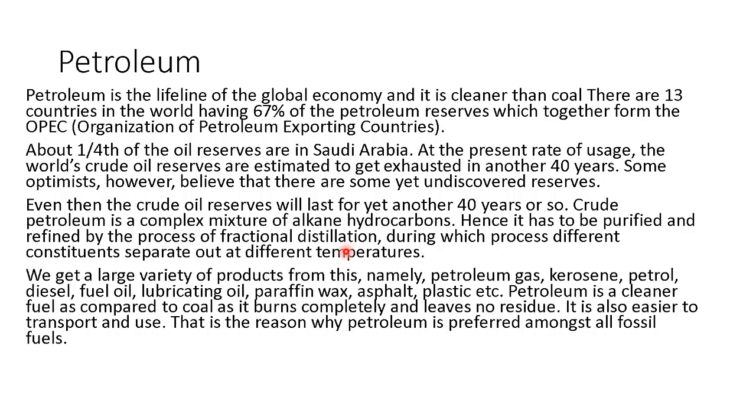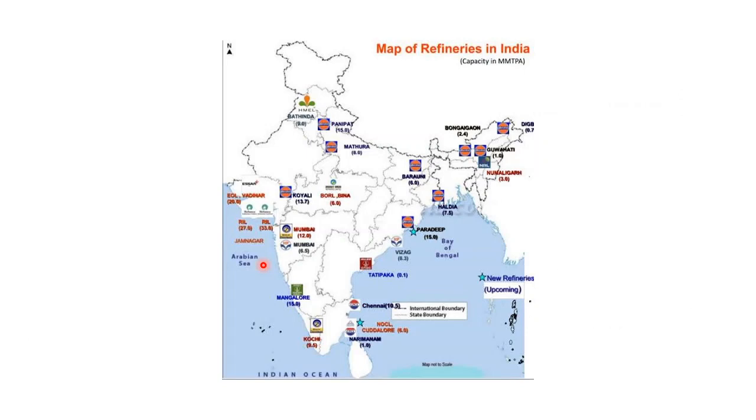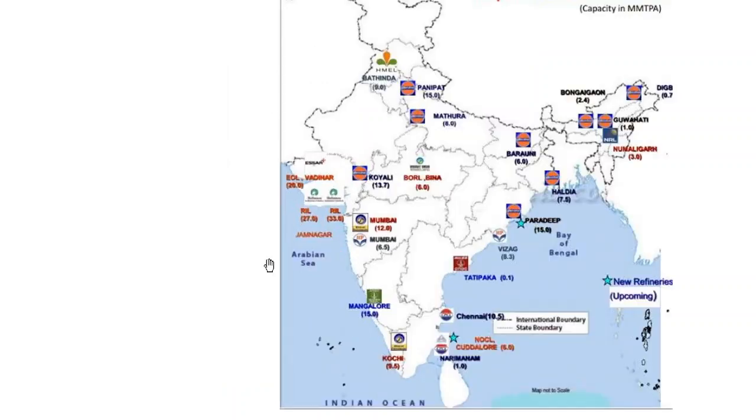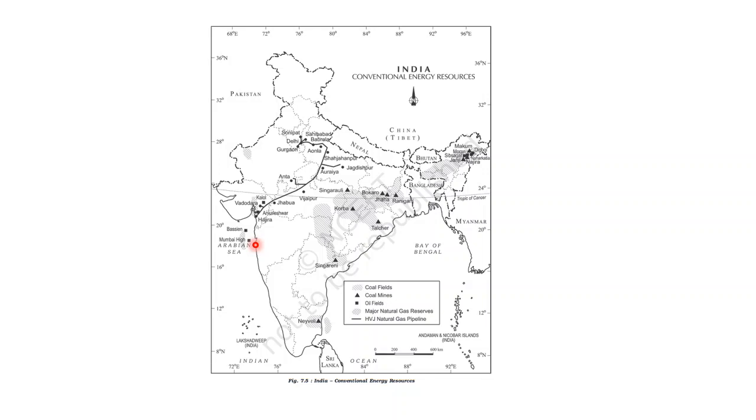Crude petroleum is a complex mixture of alkane hydrocarbons. Hence, it can be purified and refined by the process of fractional distillation, during which different constituents separate out at different temperatures. So, in the map of India, you can observe there are different refineries present across India. So refineries we have, okay, but the oil fields, okay, are very limited in India. They are at the coastline, that is at Mumbai High and Basin, then one is at Kallol, and the remaining ones are near Bhutan.